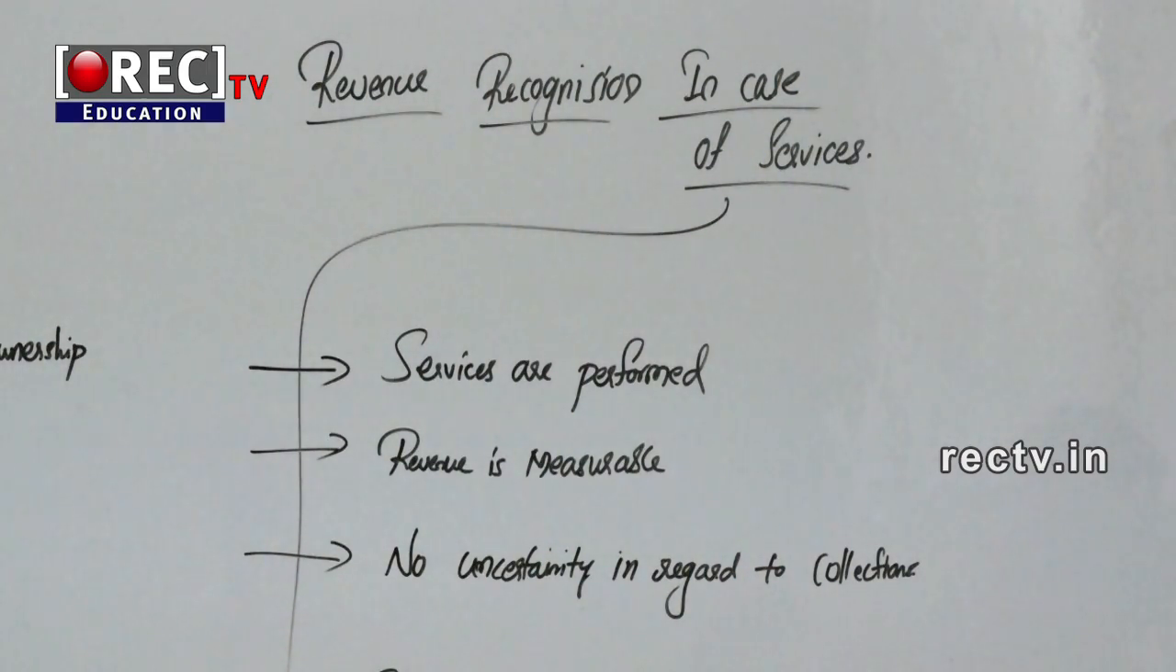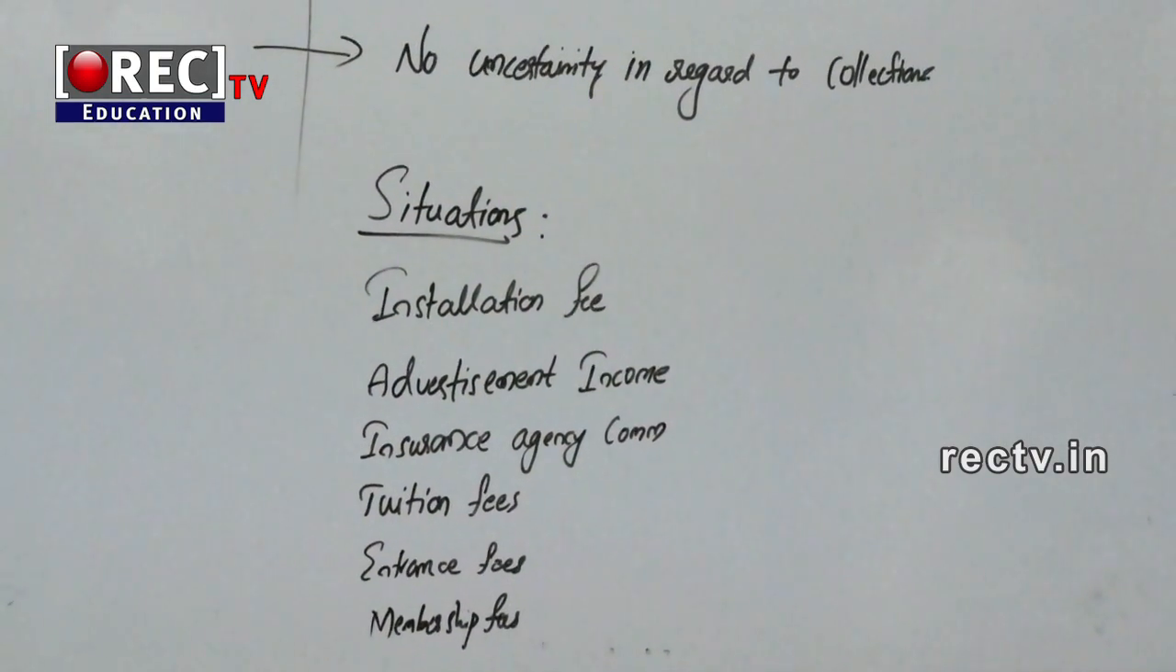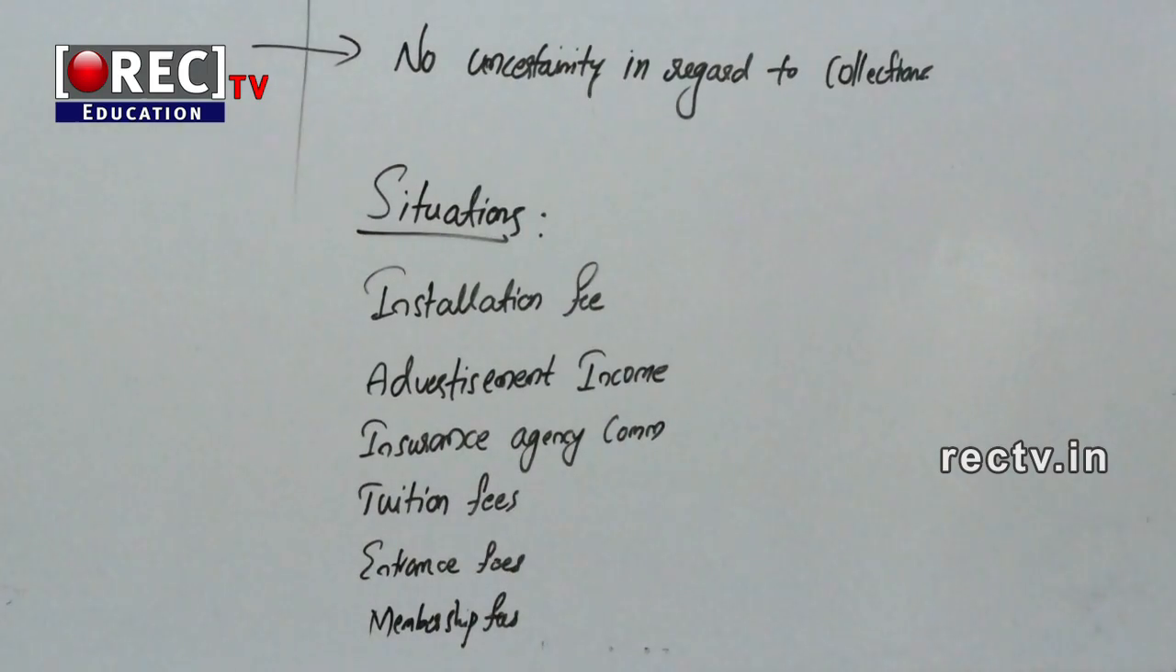And insurance agency commission. Here recognition of revenue is on the effective commencement or renewal dates of the related insurance policies. This is the revenue recognition in case of insurance agents' commission. And when we are going through tuition fees, recognize over the period of instruction on SLM basis. So when you are providing your services and collecting the fees, you should recognize at that point of time.